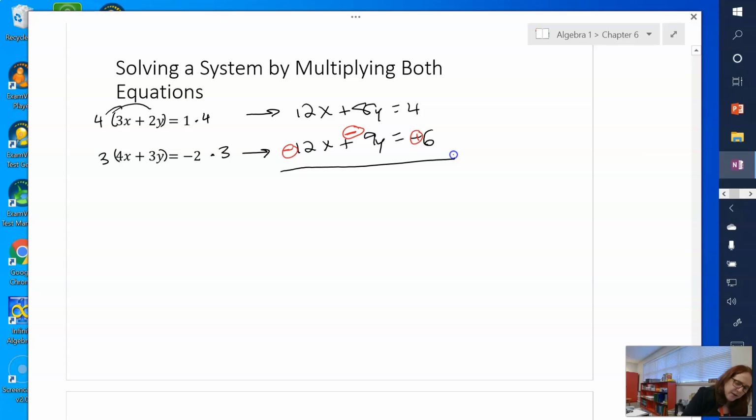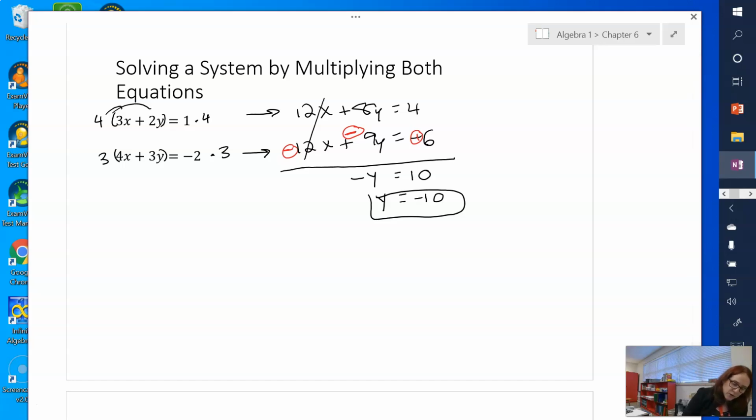Now I'm going to add. My 12x's drop out. And I get a negative y equals 10. So then y equals negative 10. Now I've got y. Plug that in and find x.